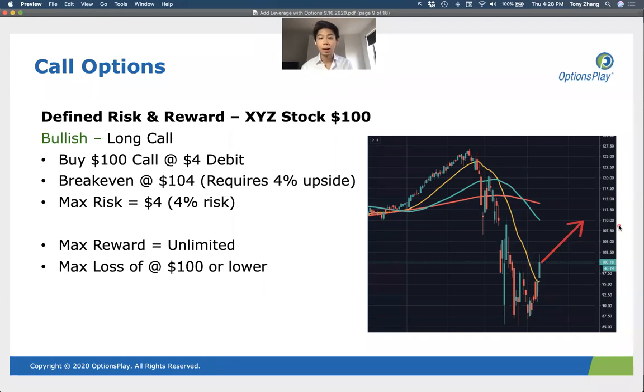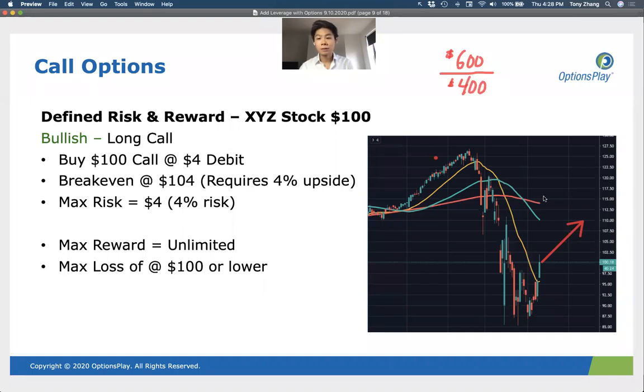How much money do I make on this strategy if the stock goes from 100 to 110 if I paid $4 for that trade? Exactly $6 per share, or basically $600 in terms of profit on this particular trade if the stock rallies to 110. Now that is $600 profit on a $400 risk.